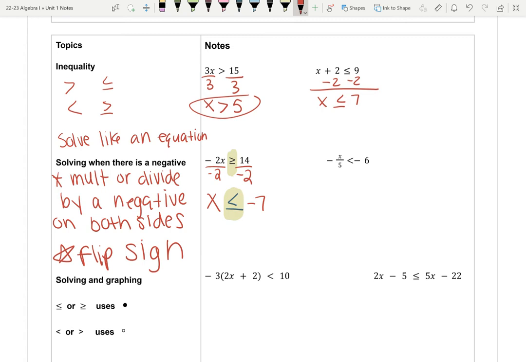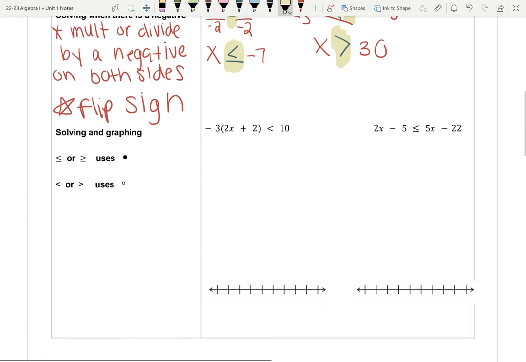Okay, so on our next one over here, I'm going to multiply both sides by negative 5 like I would a normal equation. Those will cancel, and I'm left with x on this side and positive 30 here, but I need to flip my sign, so instead it's going to go this way. So now it's x is greater than 30. And it became a positive 30 because a negative times a negative is a positive. Okay, now we are going to jump into some examples with solving them and then graphing them.